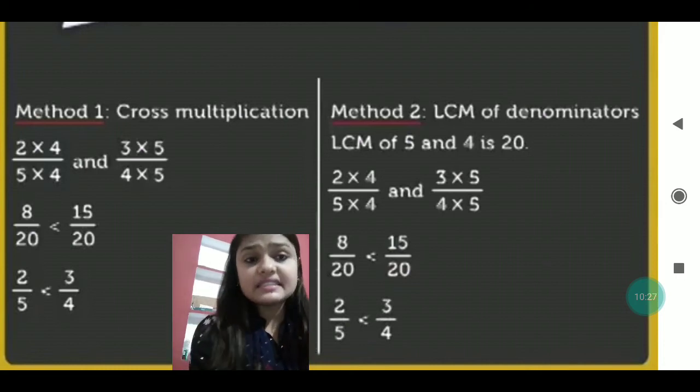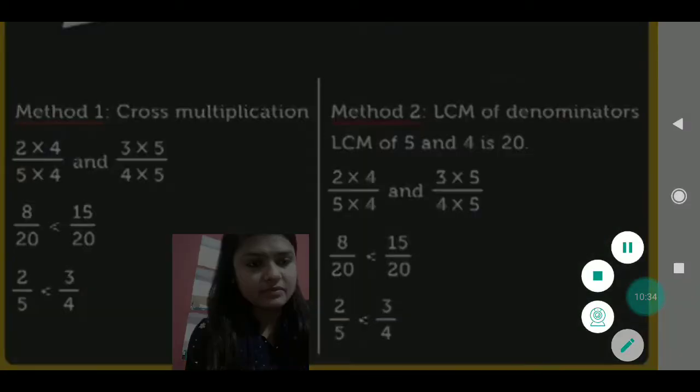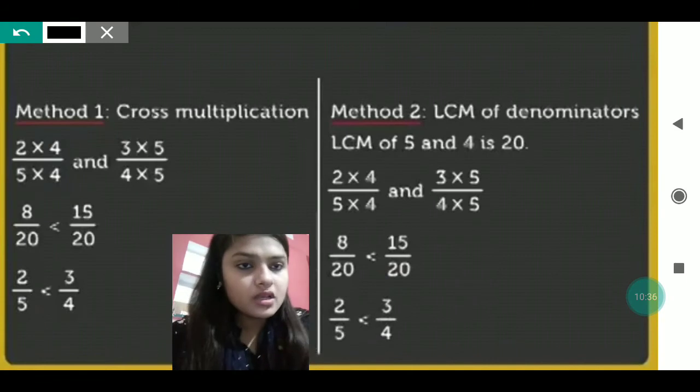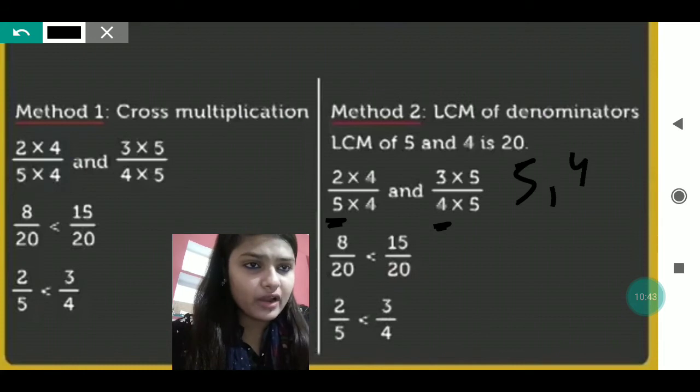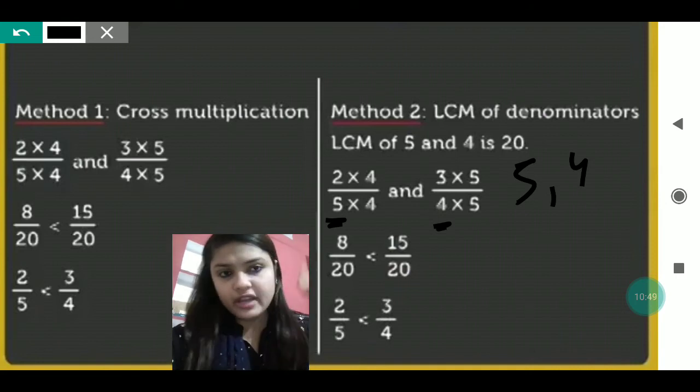But what is the second method? According to the LCM, we have to find out the LCM of the denominators. So how did we find that LCM? Just see. 5 is the denominator and 4. So when you find the LCM of 5 and 4, 5 is not divisible by any number. You cannot divide it by 2, 3 or any number.